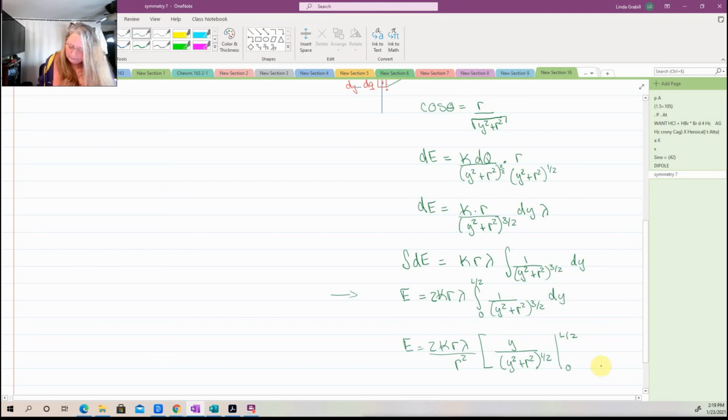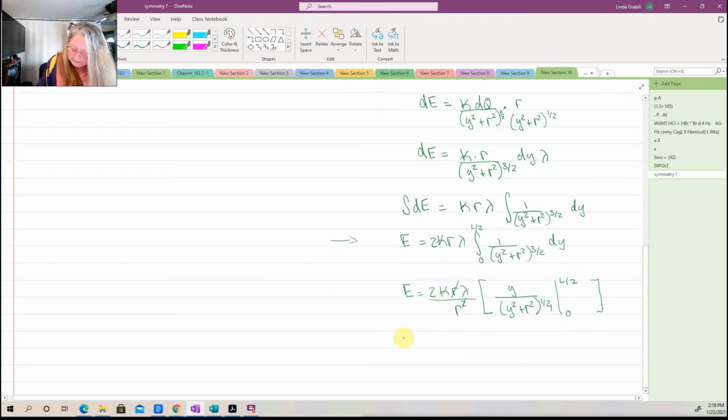All right, so can we simplify this? Sure. One of those r's goes away. You can rewrite this then as E equals 2k lambda over r times, now evaluating at my y's, L over 2 divided by (L over 2) squared plus r squared to the 1/2. And because I chose to take just half of it, it's going to be minus 0. If I put 0 into the y on the top, that just comes out 0, so it's much cleaner.